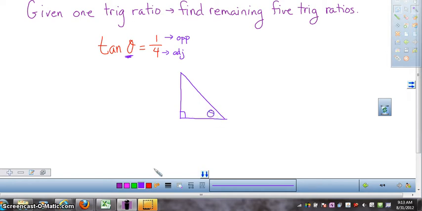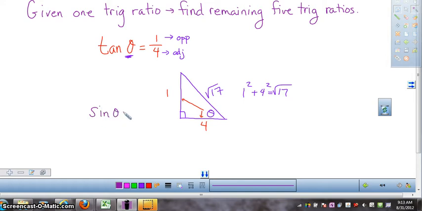I'm going to put theta down here. I know from theta, my opposite is 1. And my adjacent is 4. Then I can use the Pythagorean theorem. 1 squared plus 4 squared is 17, and the square root of 17 is going to be my hypotenuse. Now you go to work.